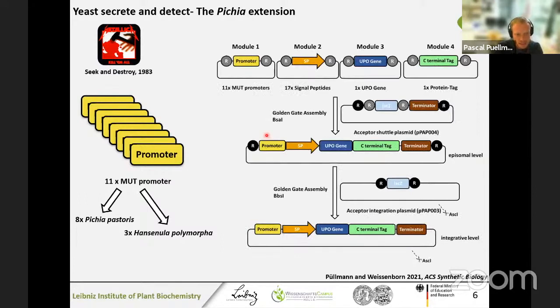Now it's a little bit of an addition to what I described before. We have 2 shuffling modules, so 11 promoters and 17 signal peptides. You can shuttle this into the episomal level, which is the level we also do directed evolution on. And if you then have a nice producing construct or protein variant out of your evolution, you can just swap it into the integrative level, linearize it, and use it for the generation of high-yield producing strains without the need for costly antibiotics.